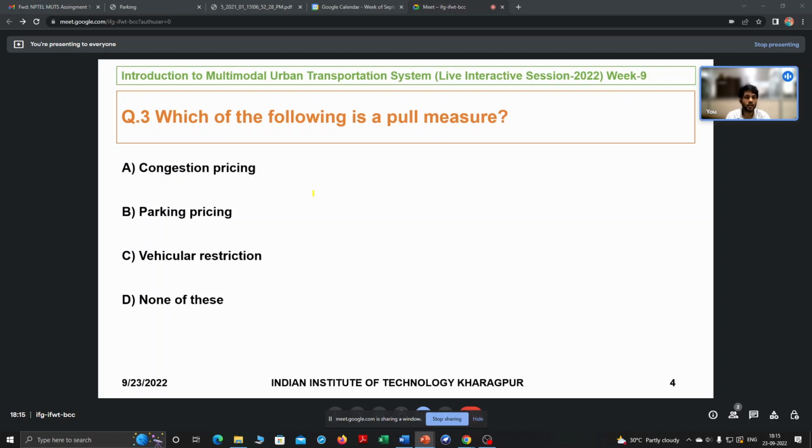So then the parking pricing is a push. So you are pushing people to not use that private mode of vehicle. So what is then vehicular restriction?